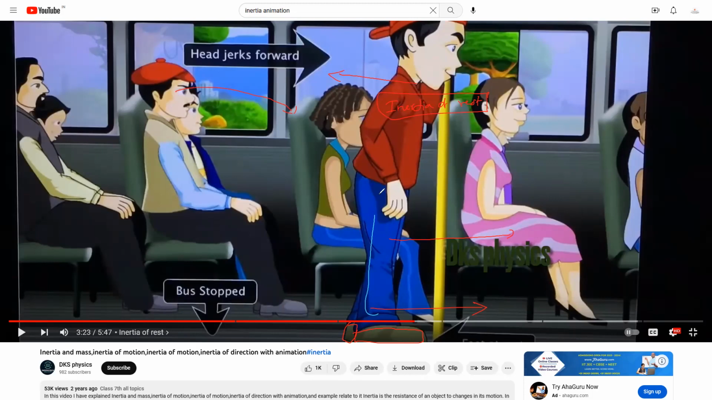So again, the same reason. As soon as your driver applies the brakes, the lower part of your body comes to rest immediately. Do you understand it? Because it is attached, it is in contact with the surface, that is, the bus surface or car surface. But your head still wants to maintain the same speed. So that is what you can see. Understand? The head will remain in inertia of motion, so that you will fall in the forward direction. I hope you all are clear, everybody. Yes, please.